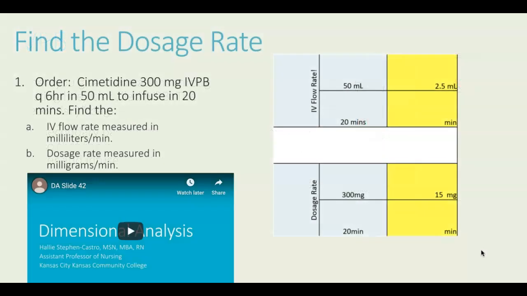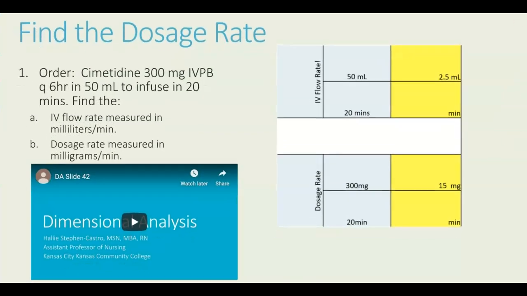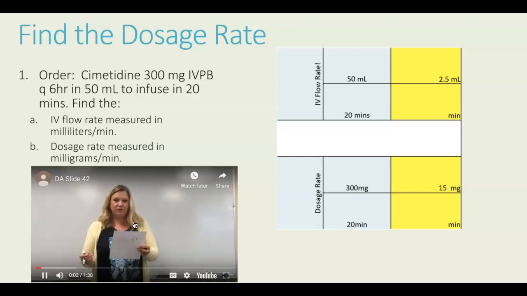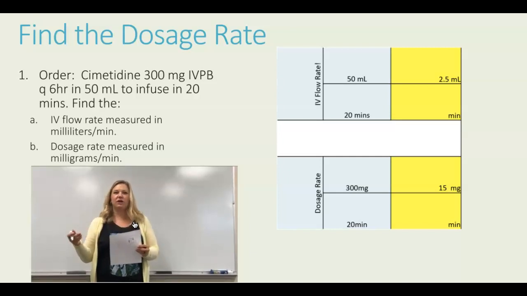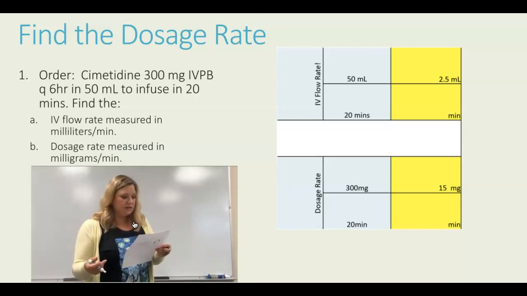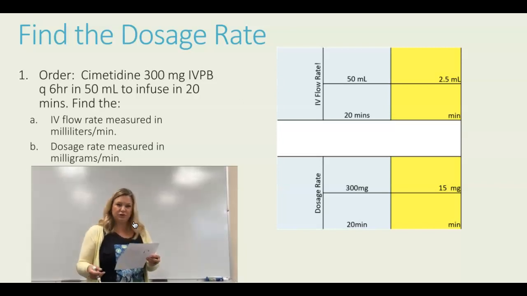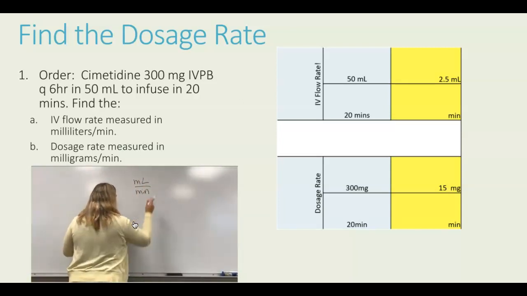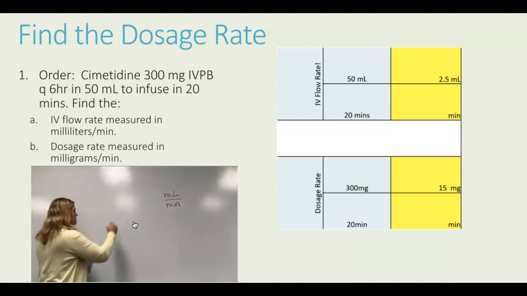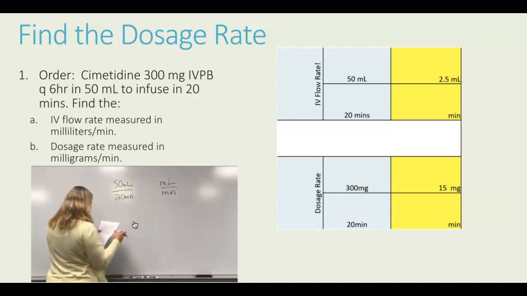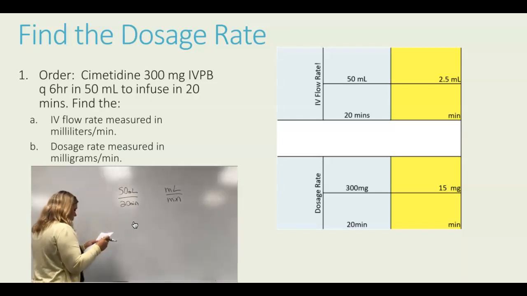All right, so let's go ahead and look into some dosage rates. Slide 42. Now we're going to find the dosage rate. In section 5, most of the answers are actually on the slide already, so you're just going to see me work through the problems. Question 1 has a part A and a part B. Part A wants us to find the IV flow rate measured in milliliters per minute. So I am looking for my answer in mils over minute. It is 50 mils in 20 minutes, is what the order says.